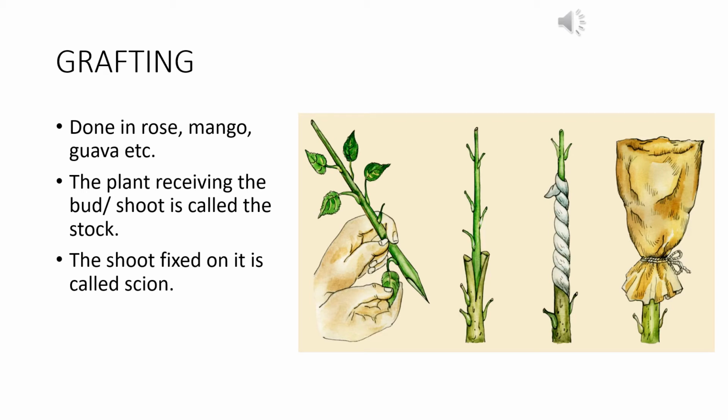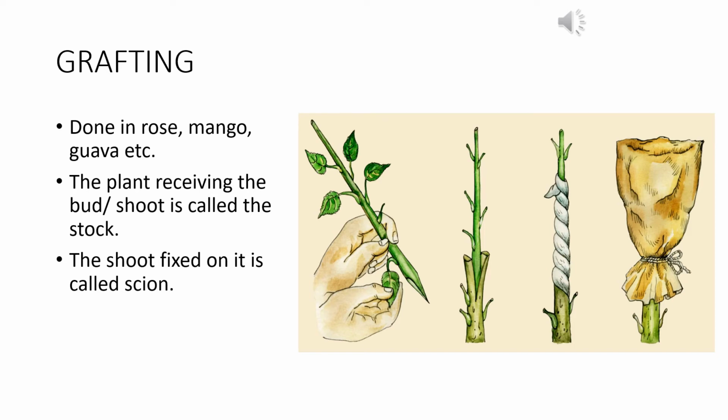The third method is called grafting, and it is done in rose, mango, guava, etc. The plant receiving the bud or shoot is called the stock, and the shoot fixed on it is called the scion. For a successful graft, it is important that the cambium layers of the stock and the scion come into very close contact, so that the growth may continue.